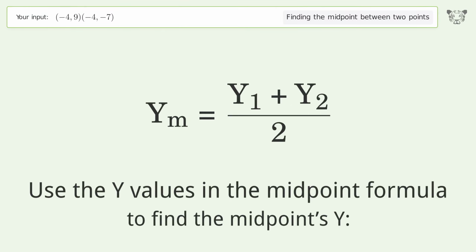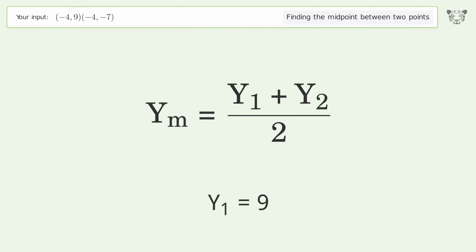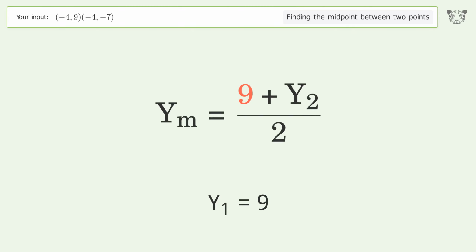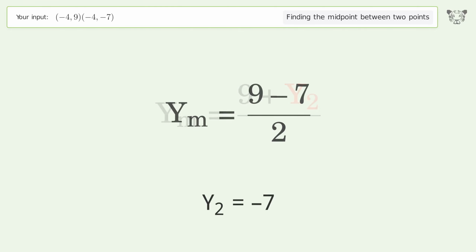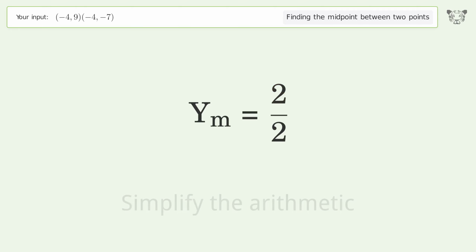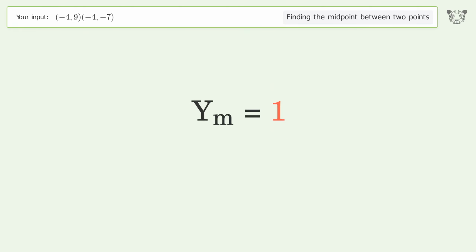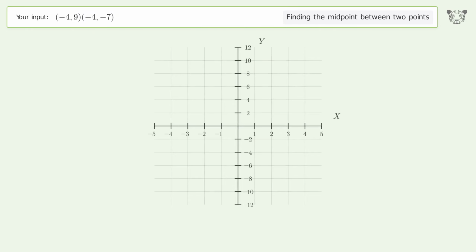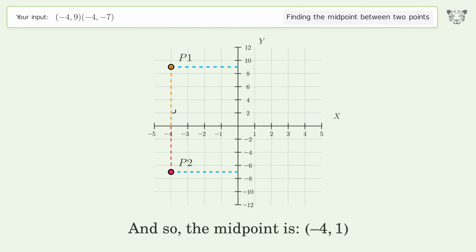Use the y values in the midpoint formula to find the midpoint's y. y1 equals 9. y2 equals -7. Simplify the arithmetic. And so, the midpoint is -4, 1.